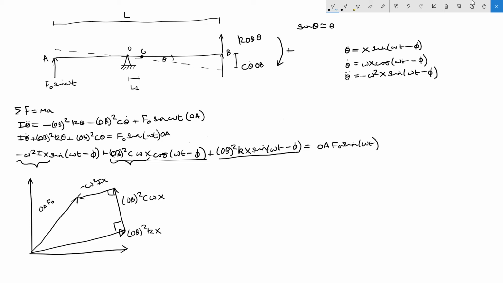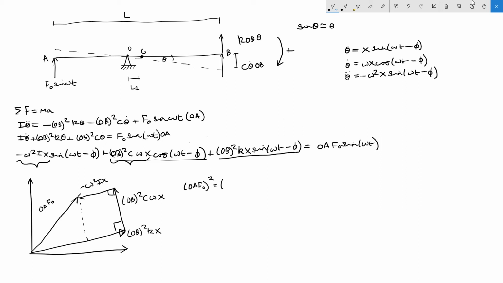Now to look at finding c, we can produce an equation which relates all four of these phasors. And to do this we're going to use simple Pythagoras theorem, and this is going to state that this length squared is equal to the sum of this length squared plus this length here squared. So I'm just going to write that out, which is OA F naught squared is equal to this length here, and this length is going to be equal to OB squared kx here minus this length here, which is minus omega squared Ix.